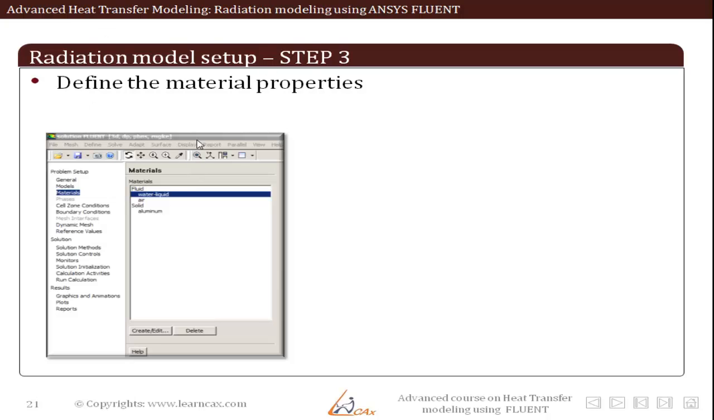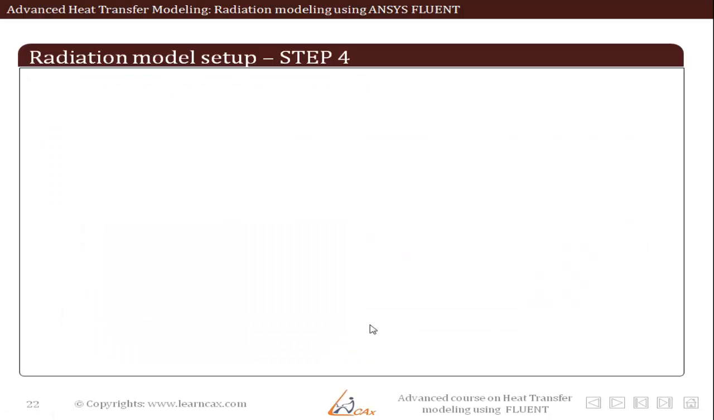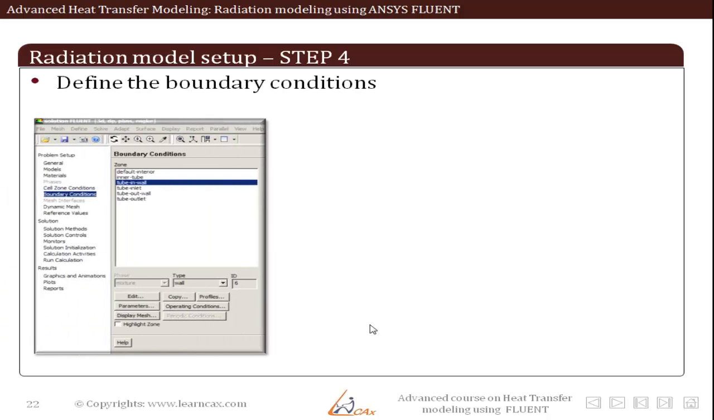So for defining material properties related to radiation, we go to materials, click on the material, then click on edit. After we open the dialog box for editing material, there are various radiation properties like absorption coefficient, scattering coefficient, scattering phase function, and refractive index, which we input as material properties for radiation. In the next step, we define solver parameters. These include under relaxation parameters.